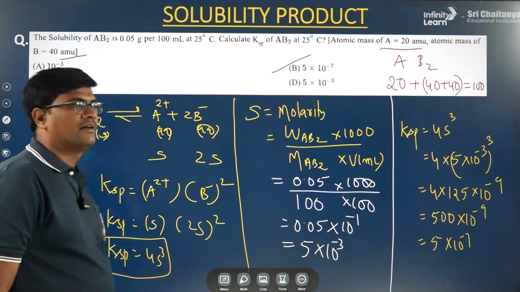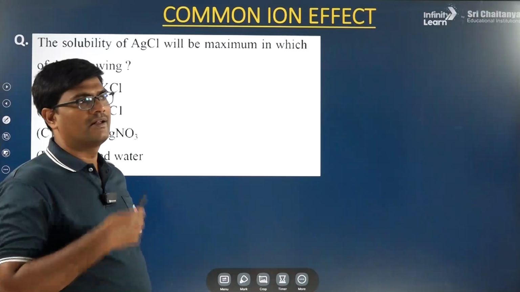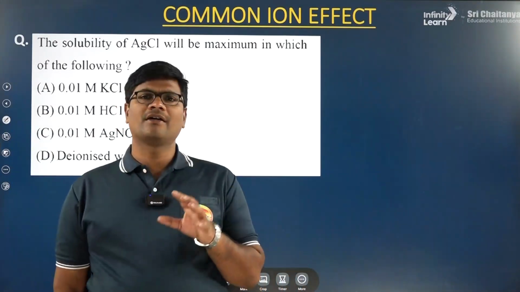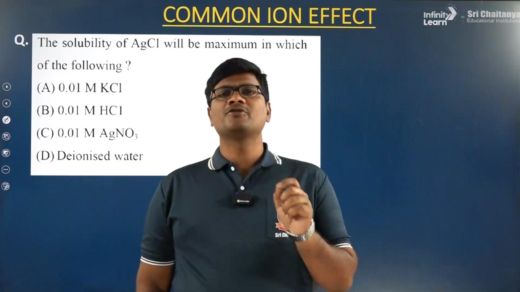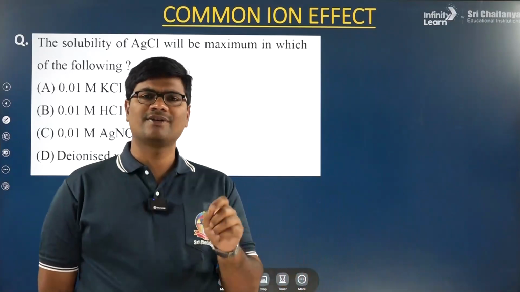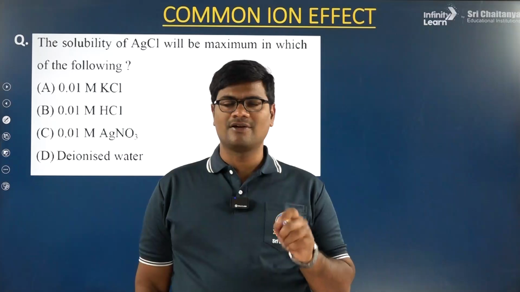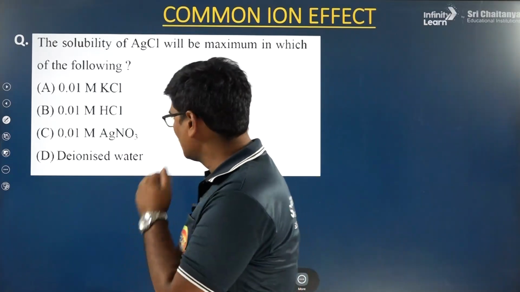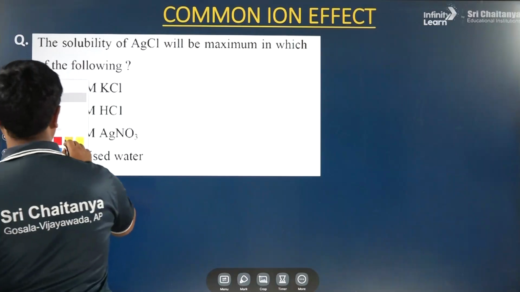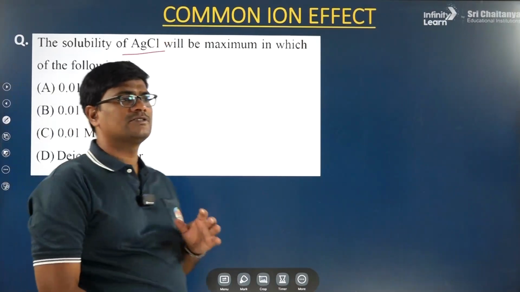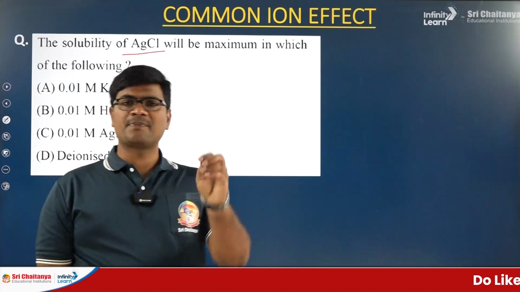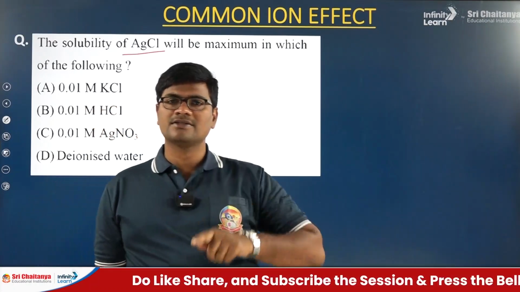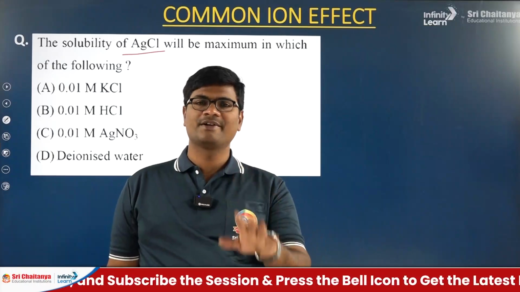Let us go for the next question. It is about the common ion effect. We know what the common ion effect is. Common ion effect says that the degree of dissociation of a weak electrolyte is further suppressed by adding a strong electrolyte having a common ion. That means in solubility equilibrium, the solubility of a sparingly soluble salt AgCl is further suppressed by adding a strong electrolyte containing either Ag+ or Cl-. We can reduce it.